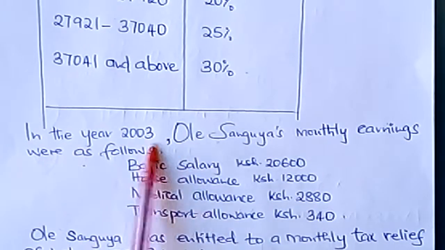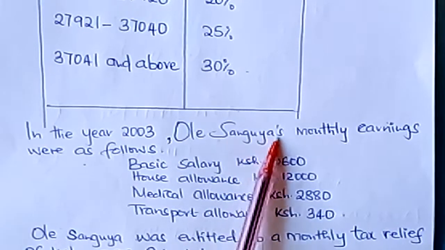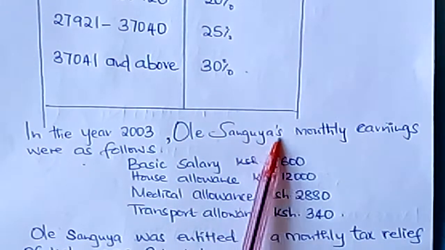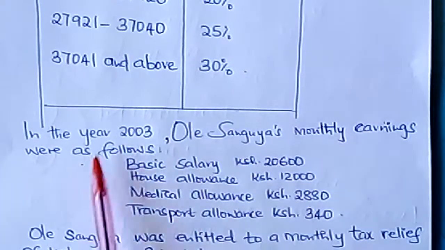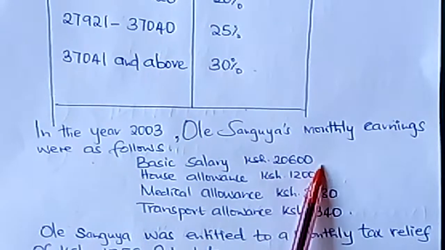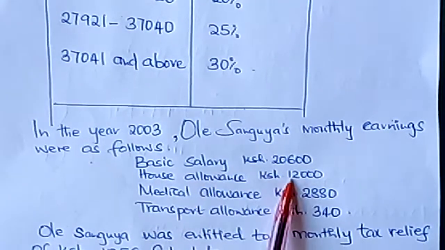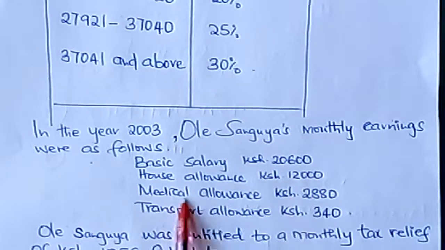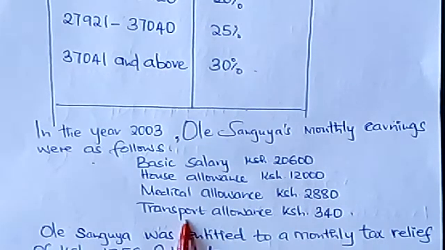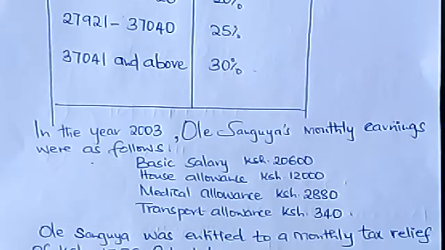In the year 2003, there is this person here called Ole Saguya. So Ole Saguya's monthly earnings were as follows. Basic salary, Kenya shillings 20,600. House allowance of 12,000 Kenya shillings. Medical allowance of 2,880 Kenya shillings. And transport allowance of Kenya shillings 340.